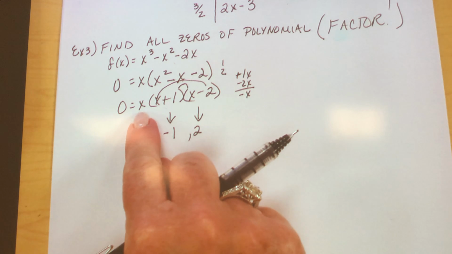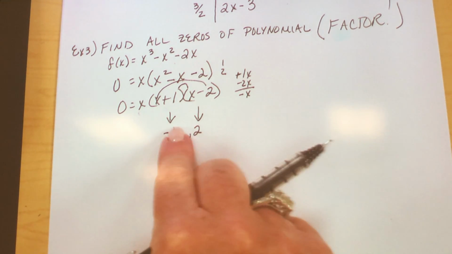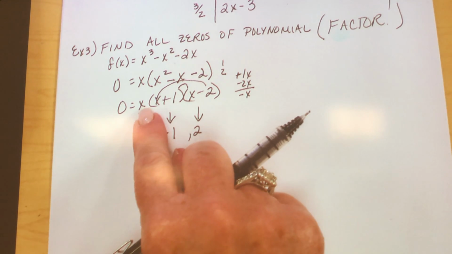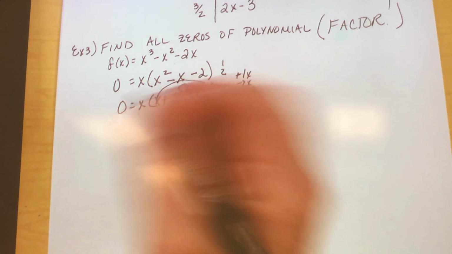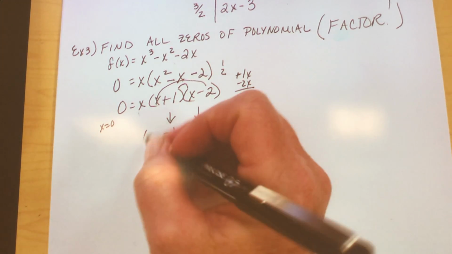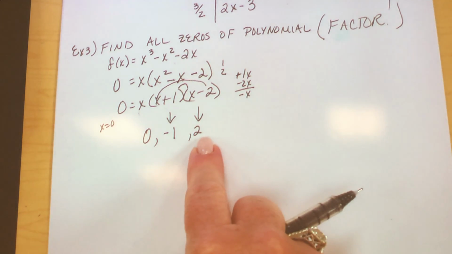What about this guy right here? How did you get these things? Well, you set them equal to 0 and solve for x. So when I set this guy equal to 0, guess what? It just looks like x equals 0. There's nothing to solve. So that guy is 0. So there's my 3 solutions.